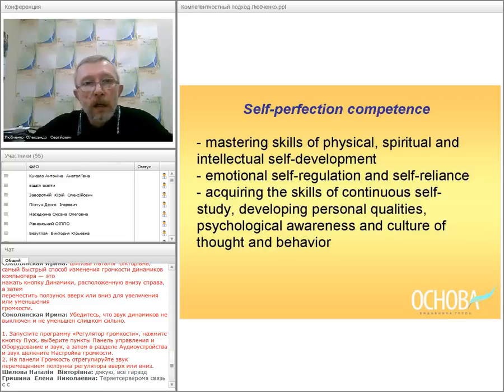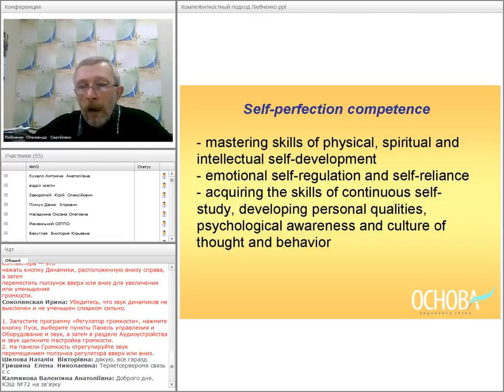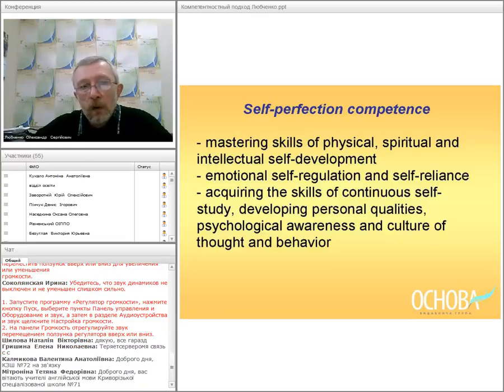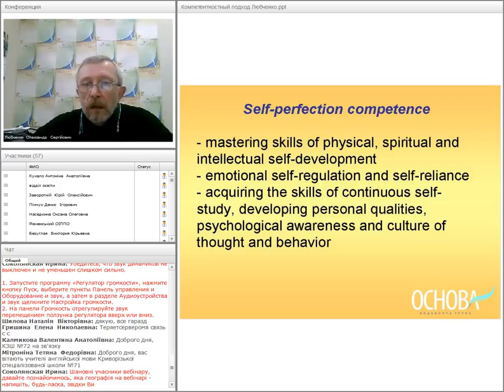And the last one, but not least, of course, is self-perfection competence, because they have to understand that they will have this all their life, and that learning does not end with the end of school or university or college or academy or whatever. And this is something that we have to provoke in them, the idea of constant learning, of mastering their skills, whether physical, intellectual, spiritual development, being able to regulate themselves emotionally. And that is the idea which works best when working in various groups, teams, in mixed groups, maybe, where students of mixed abilities are united in a joint group and they have to perform some activities together.